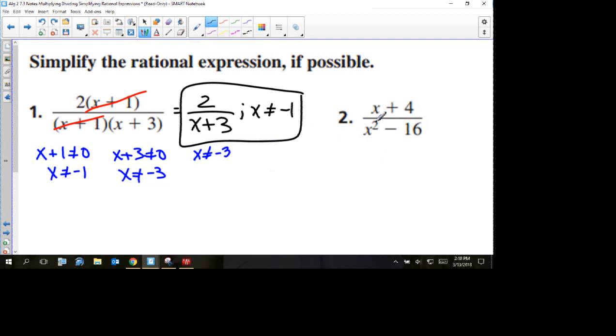Number 2. Duncan, what's the first step? Factor. Is the top factorable? No. Is the bottom factorable? Yes. Can you factor it? Square root. What will I write? X minus 4 and x plus 4. Perfect.